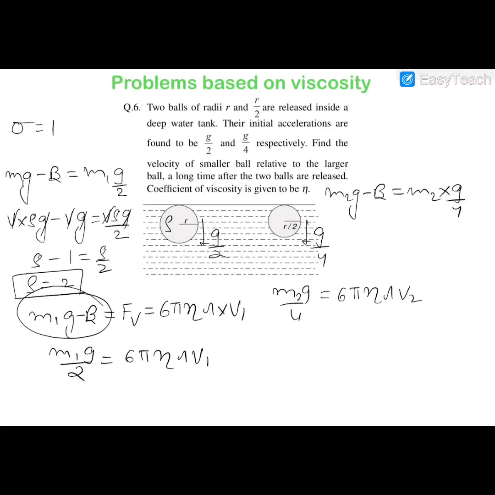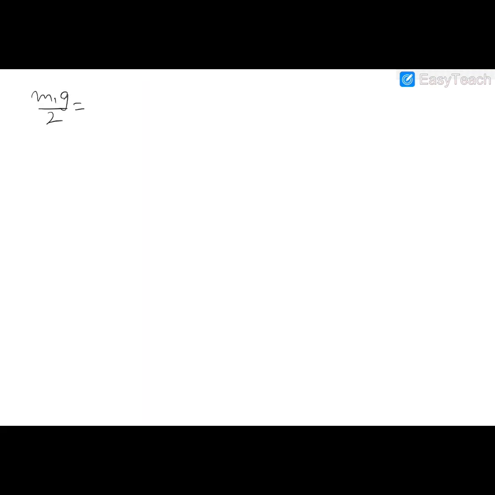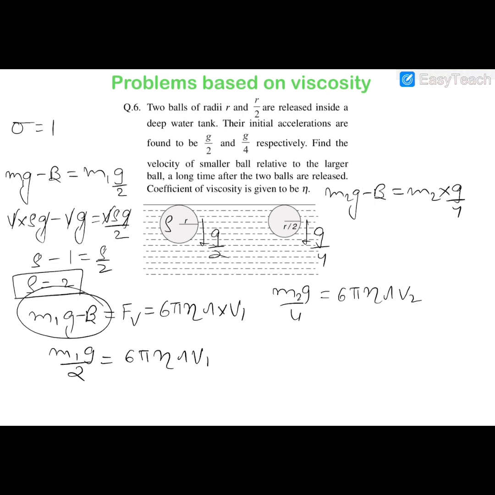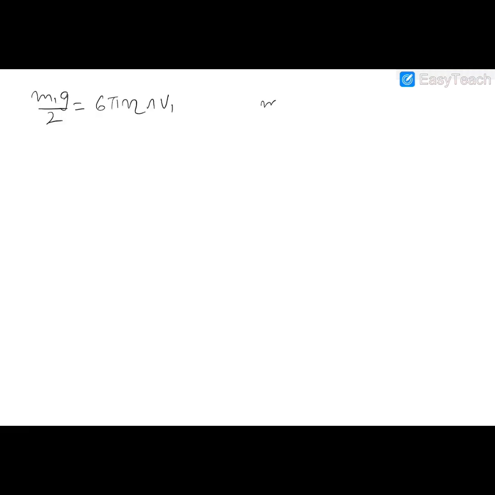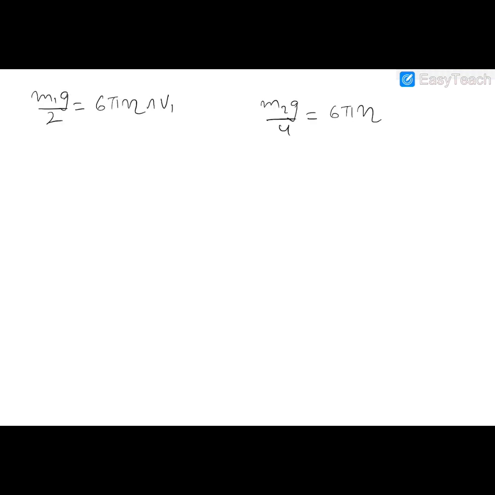So we can say that for the first ball, m1g by 2 is equal to 6 pi eta r v1. And for the second ball, m2g by 4 is equal to 6 pi eta r v2. This we can easily say.